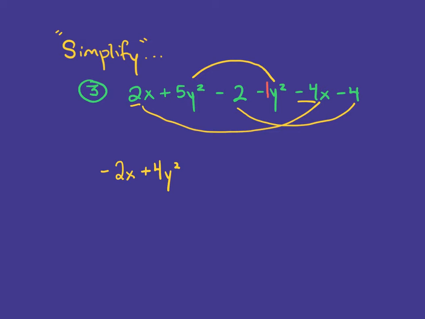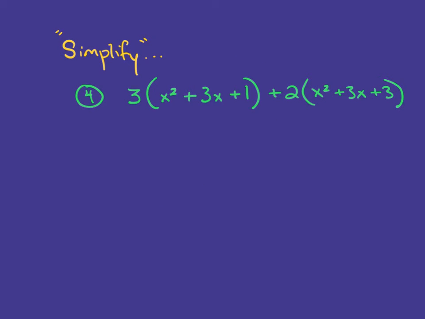And then doing the negative 2 and negative 4. Negative 6, and we don't have any more like terms there, so that's our answer.